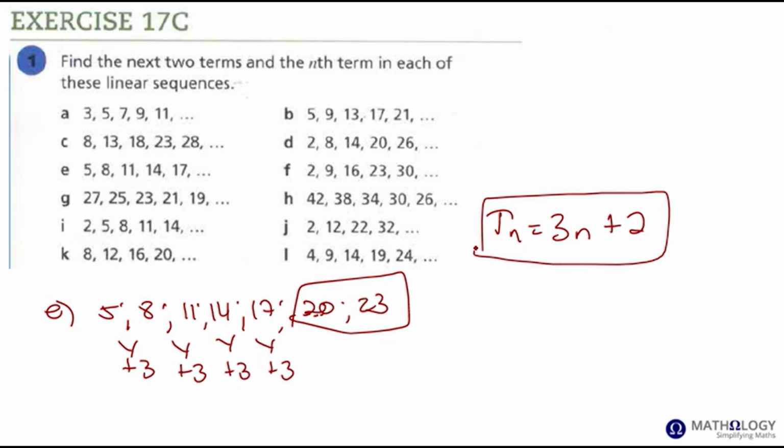Now we're going to check the next two terms. When n equals 2, we need to have the second term being 8. So 3 times 2 is 6 plus 2 is 8. When n equals 3, the third term must be 11. So 3 times 3 is 9, 9 plus 2 is 11. So the first three terms check out. Therefore, this is your nth term for the sequence.